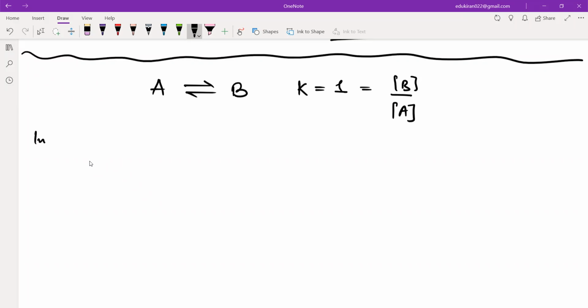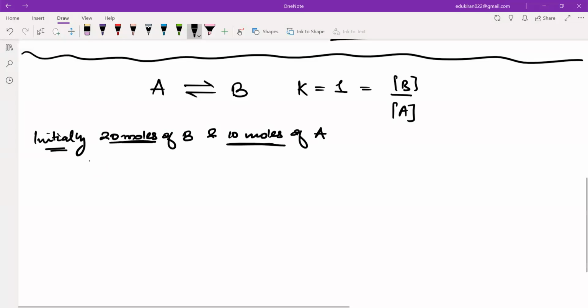Now let us suppose initially I have 20 moles of B and 10 moles of A. So now you guys have to tell me, the reaction can only go in two directions. Will it be moving towards the backward direction or towards the forward direction? Tell me. Look at the initial concentrations. And after a very long time, what should happen? For each mole of A, there should be 1 mole of B.